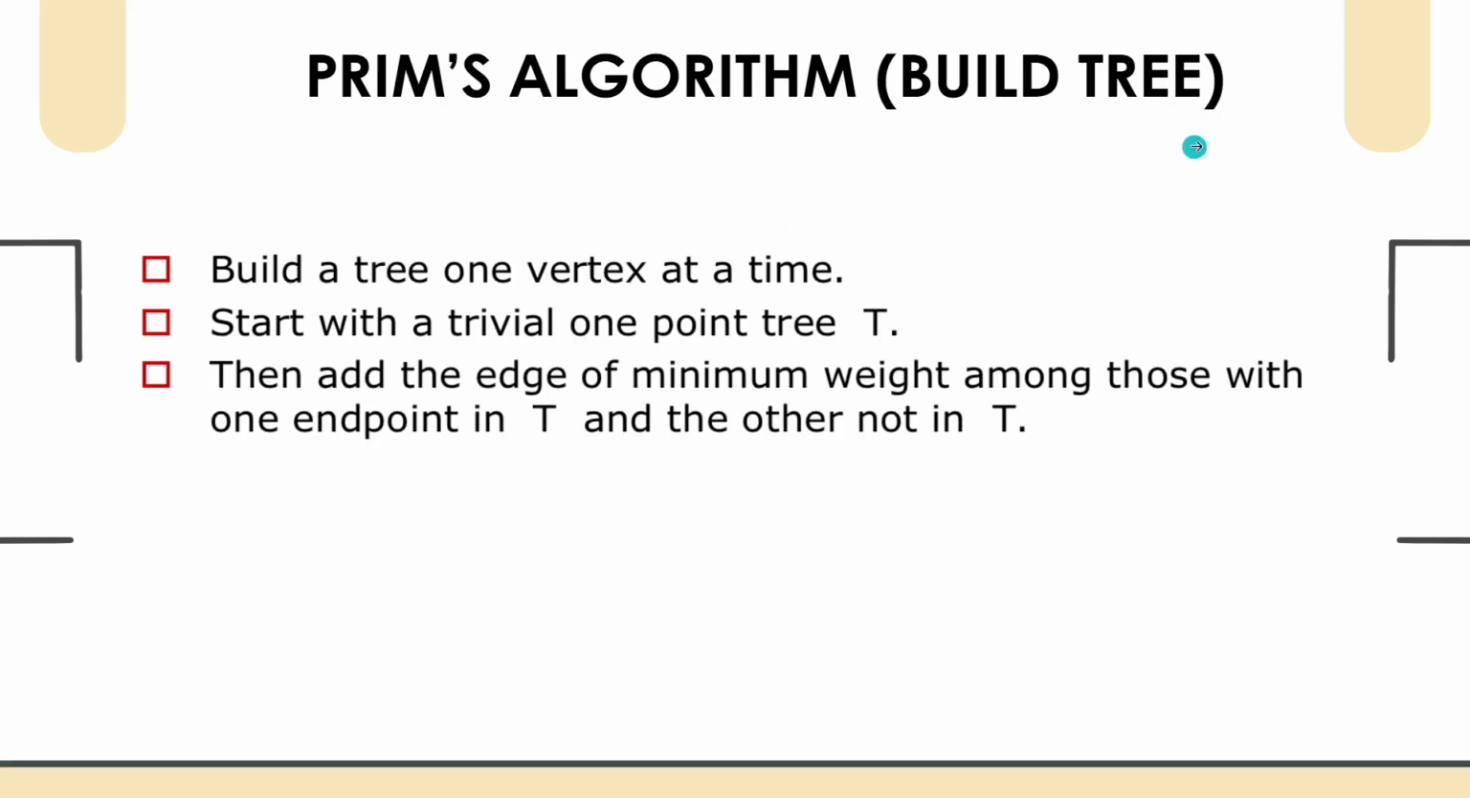So, for Prim's algorithm, as I said before, we will be picking one vertex as the start vertex, and then we will be trying to add more vertices onto the tree in such a way that every time we pick an edge that has the least weight among the set of edges we have.